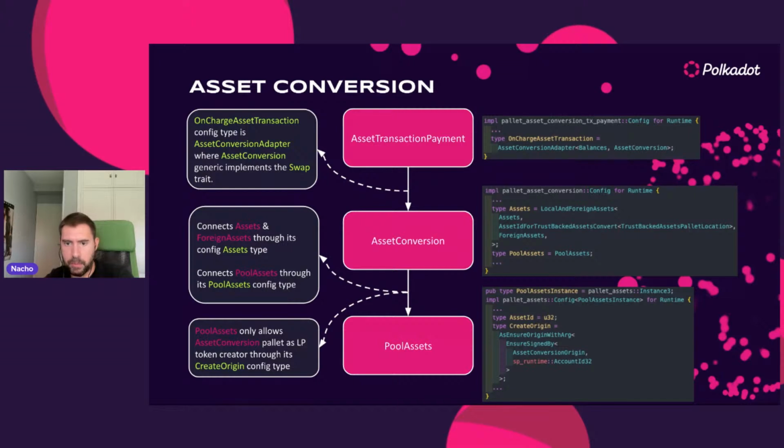And then you have another type, pool assets. This is pointing to the instance where the liquidity tokens are going to be created. And finally, pool assets, as I said before, the third instance of pallet assets. And we have to focus here on create origin. So only the asset conversion pallet origin can create assets. So any user with a signed origin couldn't create assets, okay?